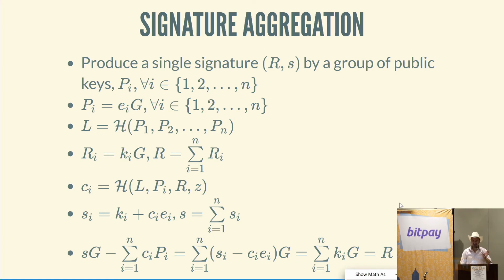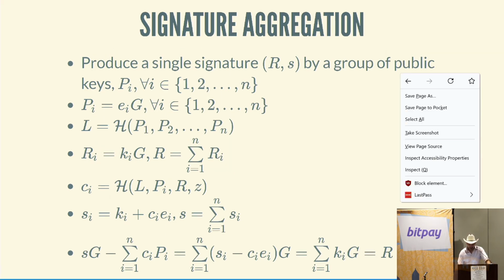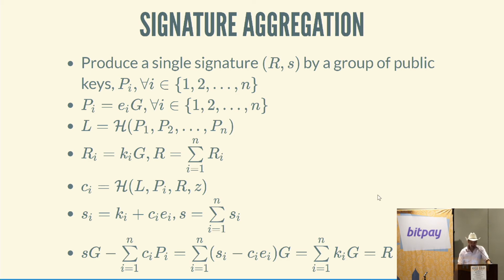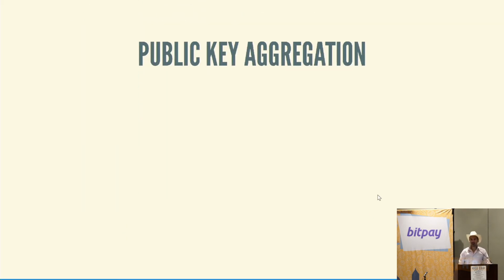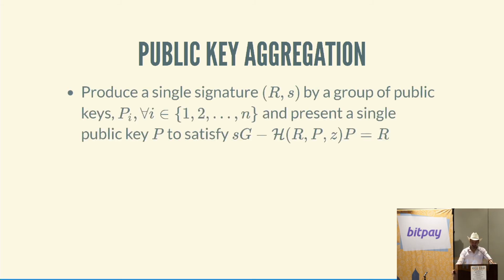This was, I think, Bellare and Neven, and that's the paper that it comes from. But you can actually do better. What you can do is go to pub key aggregation. You can actually aggregate the pub key. So you can produce a single signature by a group of pub keys and represent them with a single pub key P that satisfies this thing. That's the original equation for Schnorr signatures. What that means is, essentially, you can't tell if it's multiple keys or not. And that's a huge property of Schnorr signatures.